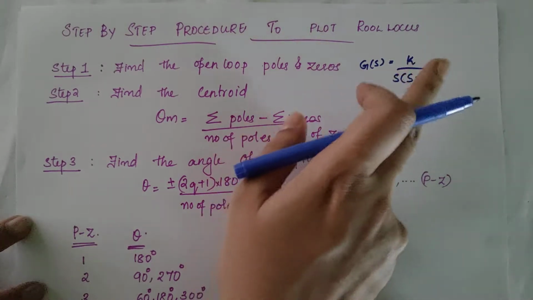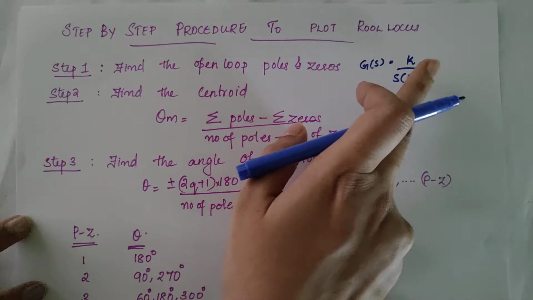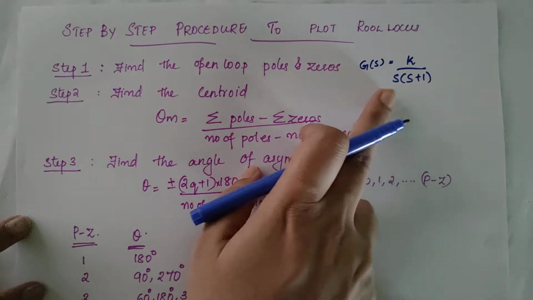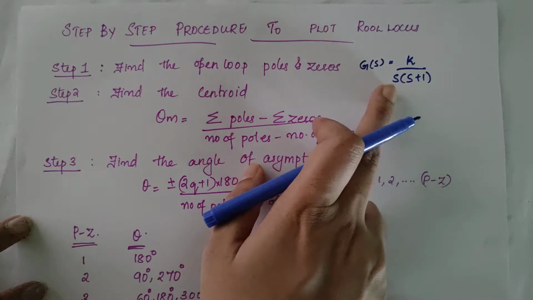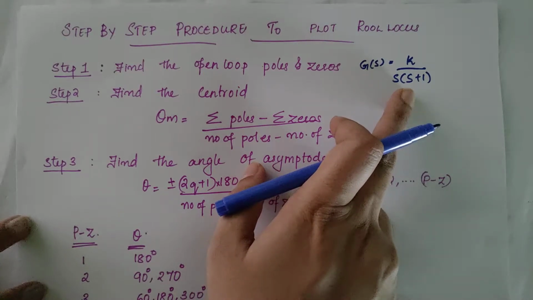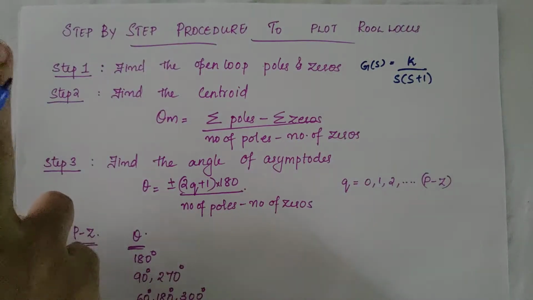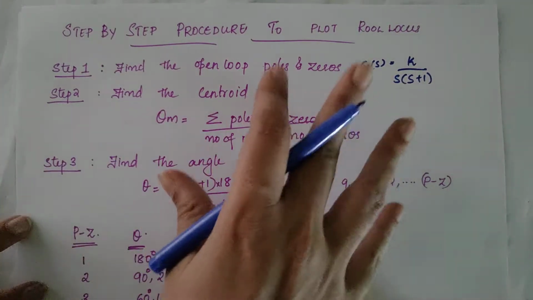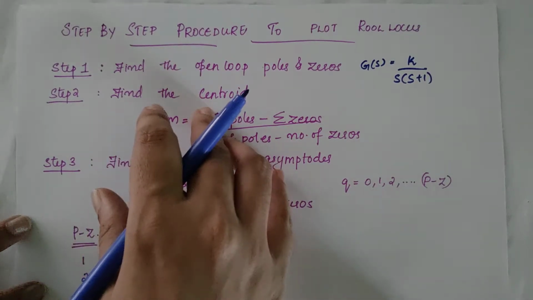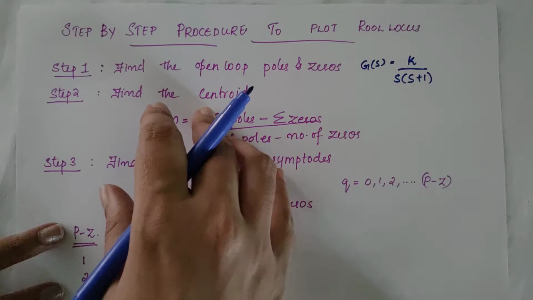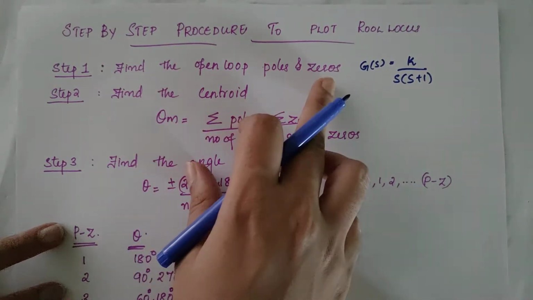So here, zeros are the roots of the numerator and poles are the roots of the denominator. Here the number of poles is 2, that is s is equal to 0 and s is equal to minus 1, and the open loop zeros is equal to 0. So first step, when you are given a question for plotting the root locus, first you should find the open loop poles and zeros.